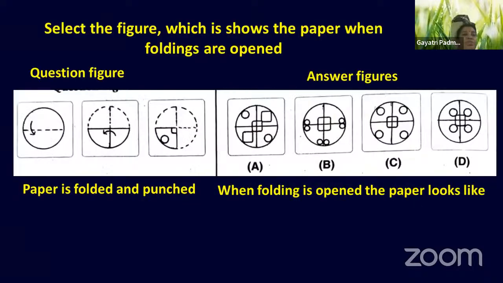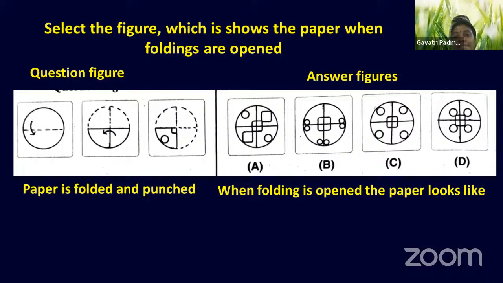All right, now let's move on to the first question. Select the figure which shows the paper when foldings are opened. After you follow the steps, what would be your result? The paper is folded. You can see the first one, how the paper is folded, and again it is being refolded. And then there is a punching that is done. So after it is done, what would be your result? Option A, option B, option C, and option D. When the folding is opened, the paper looks like dash.